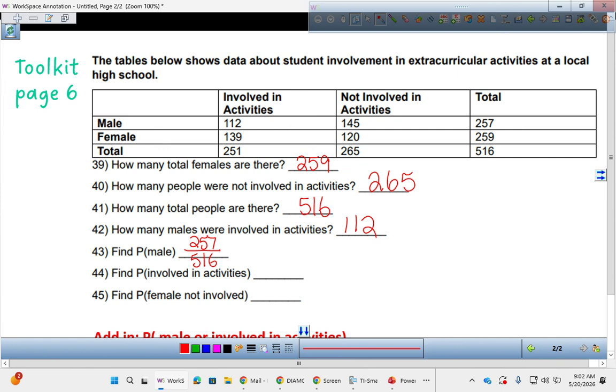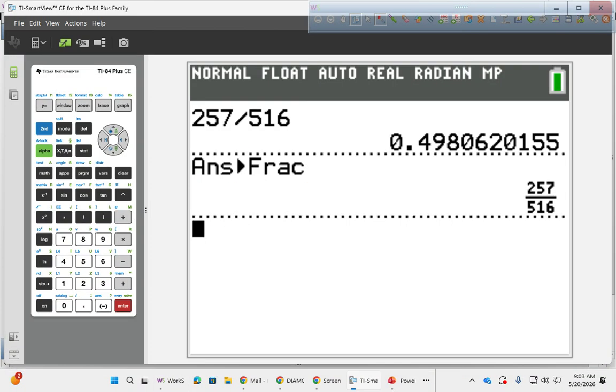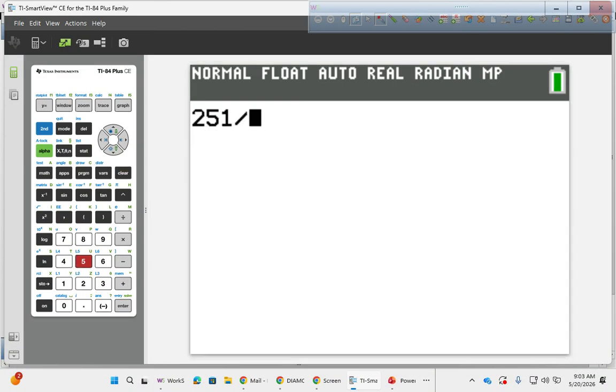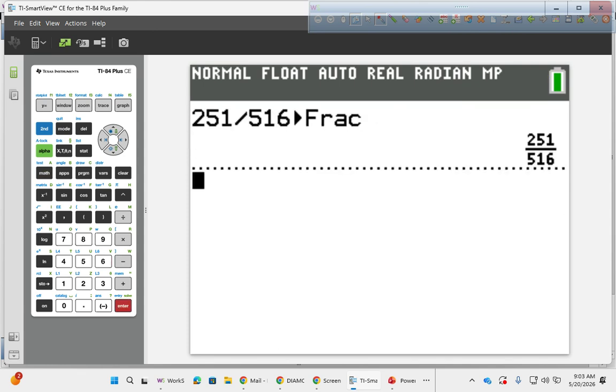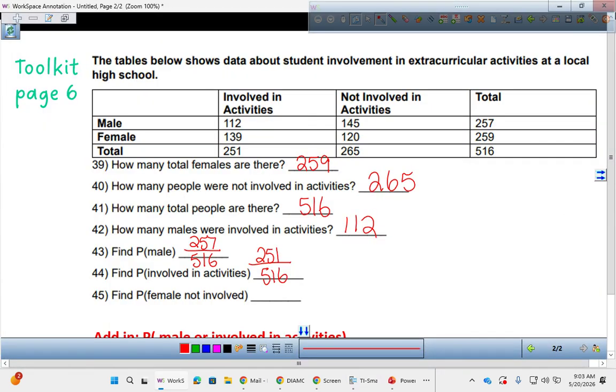The next one says, find the probability of involved in activities. So let's look at the involved in activities. There are 112 males, there are 139 females, there are 251 total people involved in activities. Out of, in probability, the bottom number is always the total, right? And the big total in this case would be the 516. And then I would check to see if that reduces. So 251 divided by 516, math, enter, enter. It doesn't reduce, so I'm just going to leave that one alone.